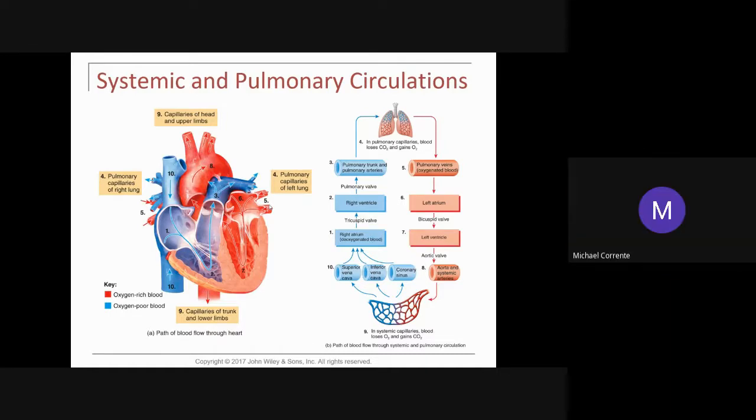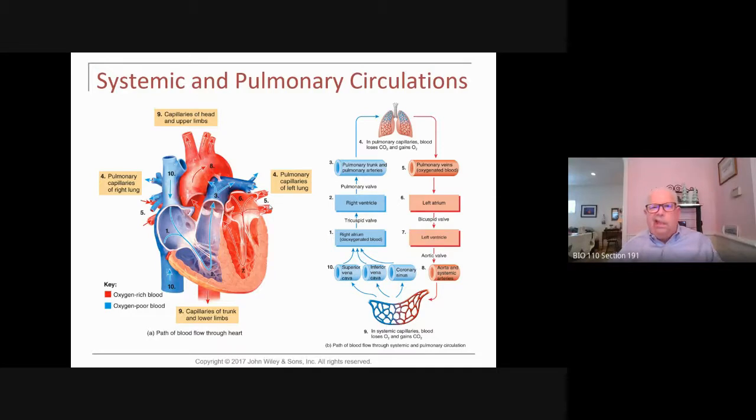Yes. Okay, this is the circulation money slide. Here it is. Study this slide. I'm going to probably ask you 20 questions on this one slide. Okay? Look at it very carefully.